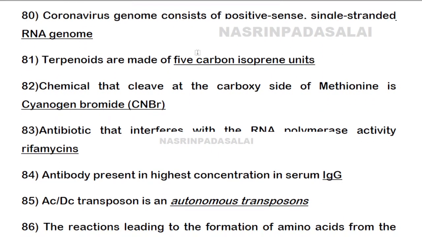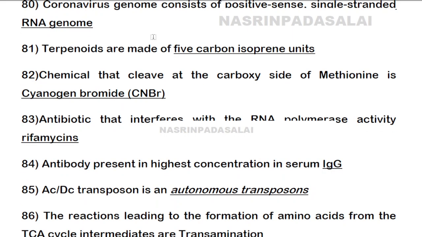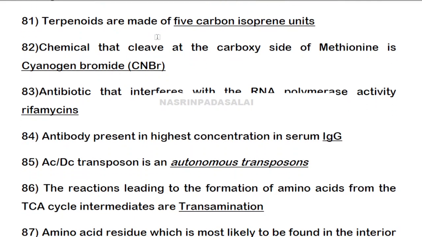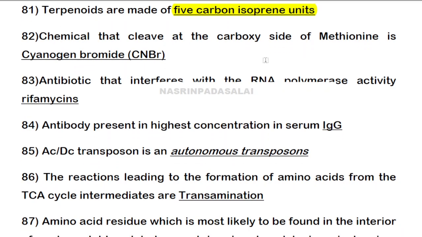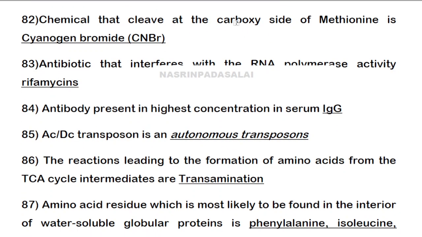Question number 80 is coronavirus. The coronavirus genome is positive sense and has a single-stranded RNA. So coronavirus is an RNA virus. Okay. Question number 81: terpenoids are made of 5-carbon isoprene units. Question number 82: the chemical that cleaves at the carboxyl side of methionine is cyanogen bromide.